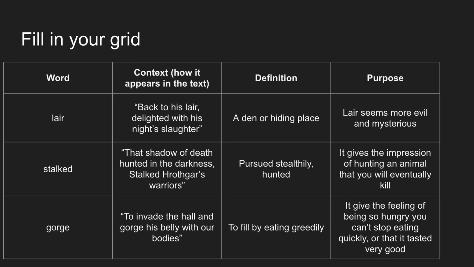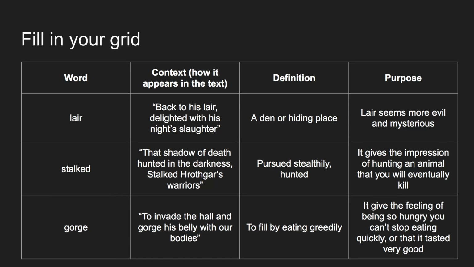So, let's take a look. Here's my example. You notice I have word at the top of the first column, context at the top of the second column, definition, and then finally purpose. I've placed the word lair in the first row, and I've only chosen 3 vocabulary words. You're going to be choosing a lot more. I've copied the definition right as it appears in the text or from a dictionary. Either one will work. I have written in the definition and finally a purpose.